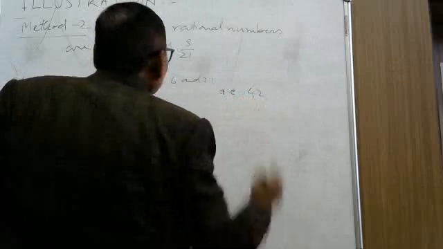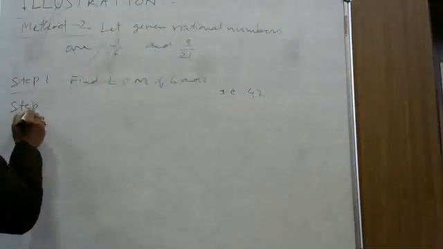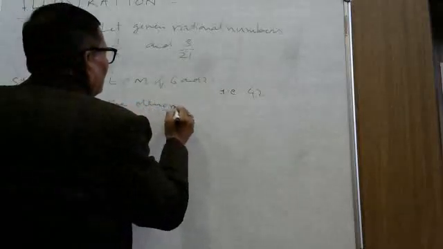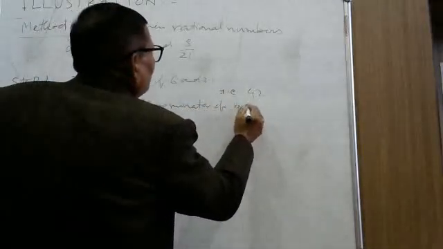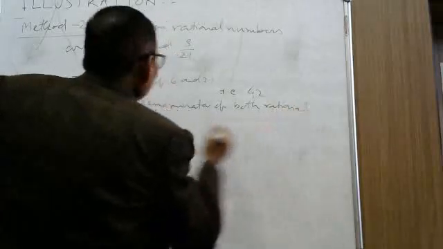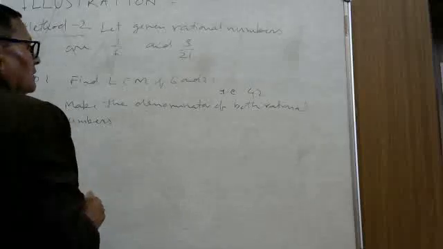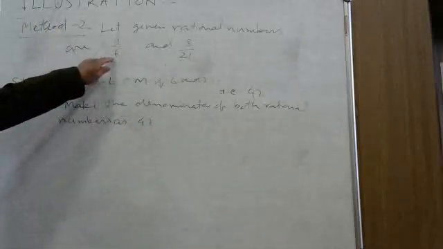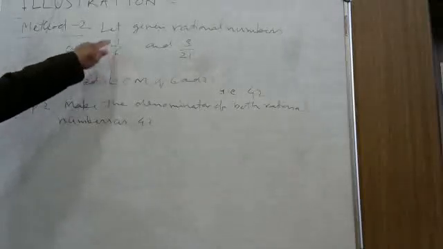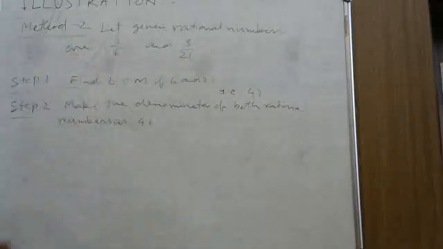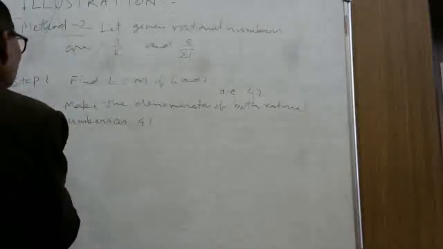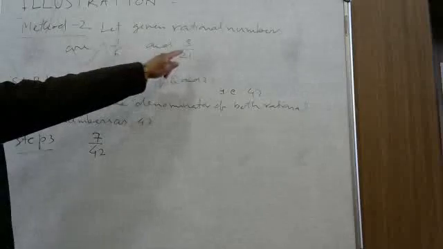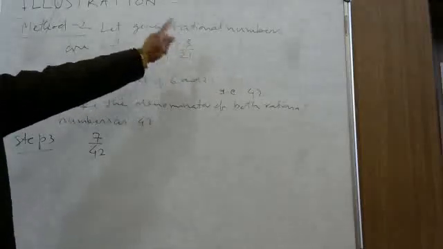Now step 2, make the denominator of both rational numbers 42. For that, in the first rational number, in order to make the denominator 42, you have to multiply the numerator and denominator of 1 by 6 by 7. So we reach step 3, that becomes 7 by 42. In the same way, to bring the denominator to 42, you multiply numerator and denominator of 5 by 21 by 2, and that number is 10 by 42.